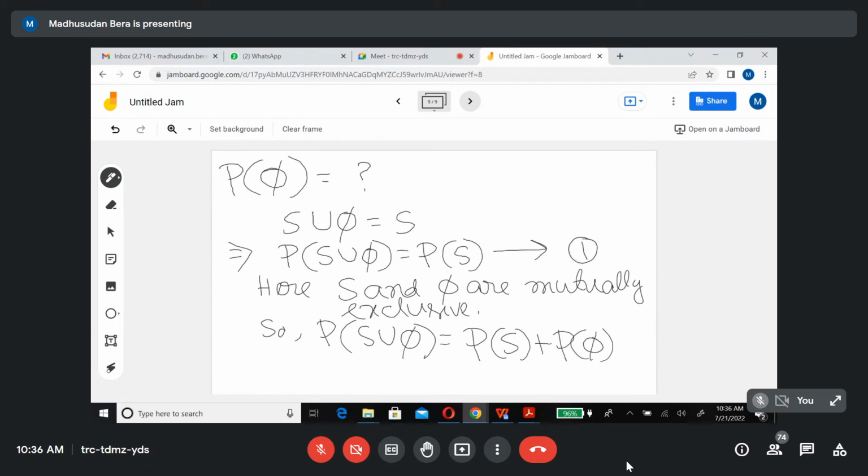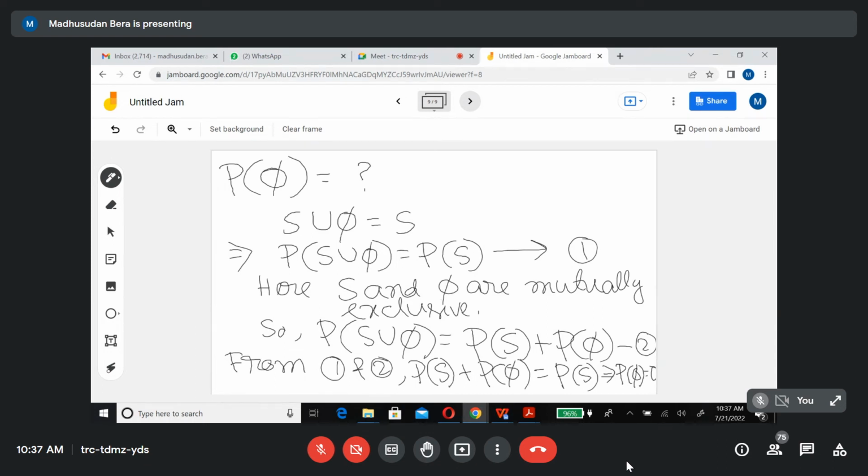Suppose this is equation 1, this is equation 2. So from 1 and 2, what do we get? Both are P of S union phi, so P(S) plus P(phi) equals P(S). Then what is P of phi? P(S) cancels. P of phi is 0. This is the actual proof.